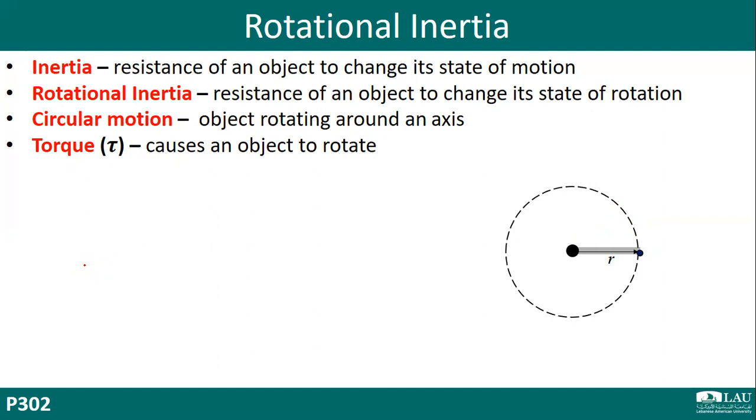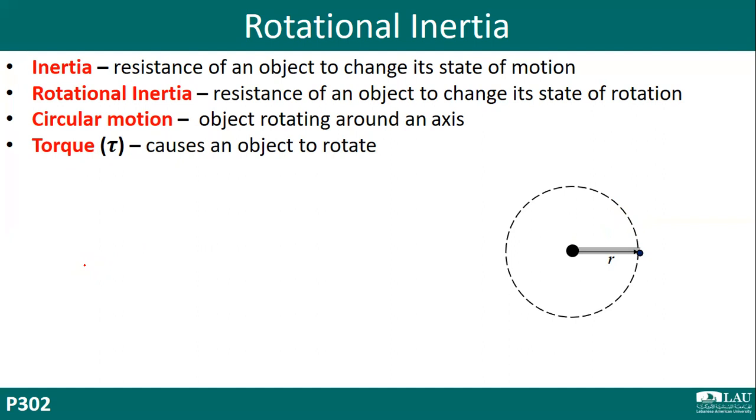Now, to change a motion, we need to apply an external force. Let's define the torque tau, which is the rotational equivalent of the force. The torque will cause an object to rotate with an angular acceleration. A torque is needed to rotate an object at rest or to change the rotational motion of an object. So tau is used to change the state of the object. If the object is at rest, it will start rotating. If the object is already rotating, we are going to change the velocity of this rotation.